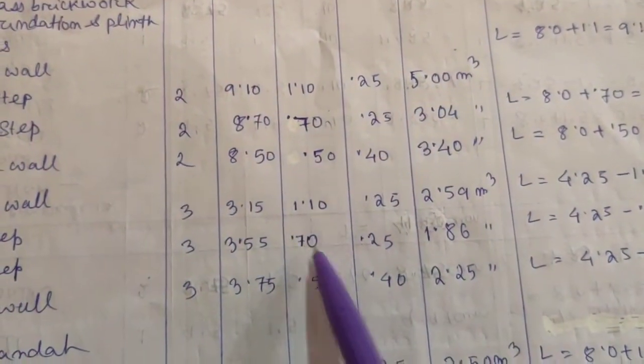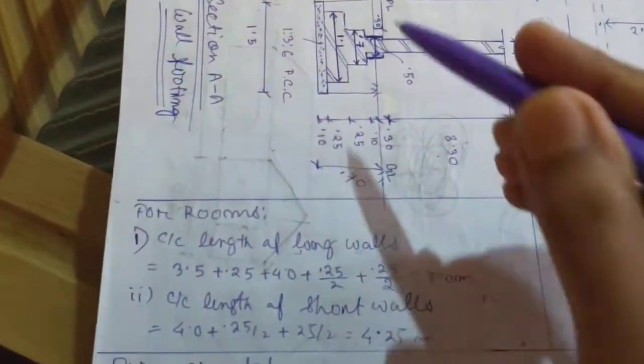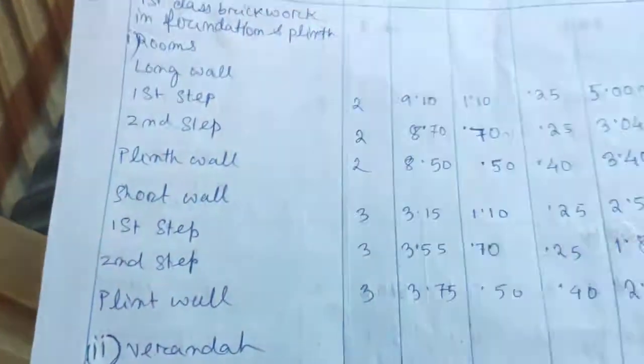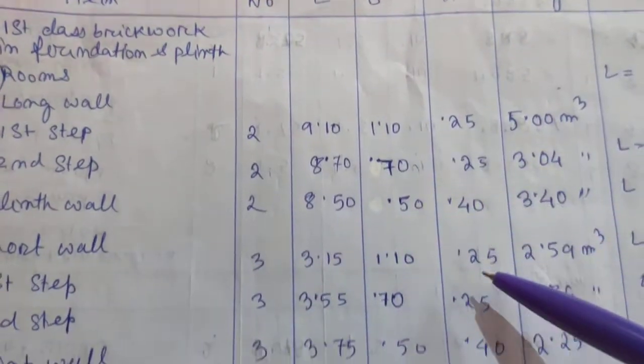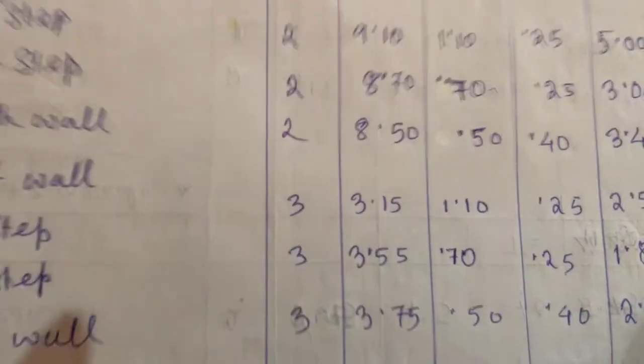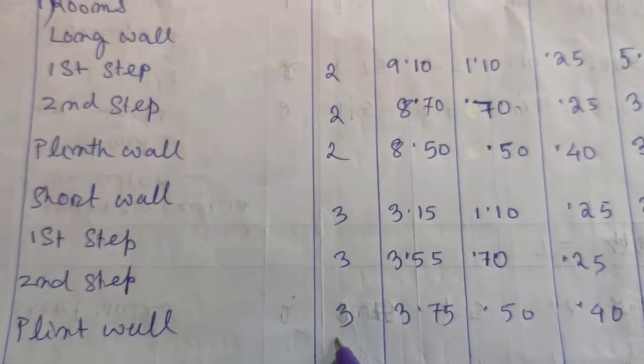Breadth is again 0.7. Height for the second step is 0.25. So under the height column we will write 0.25. So number into length into breadth into height is the quantity. Then comes the plinth wall.